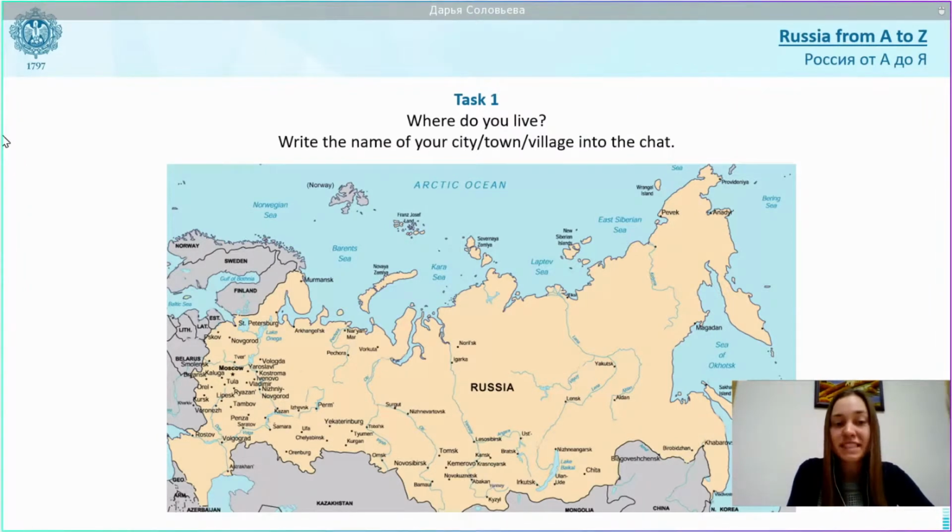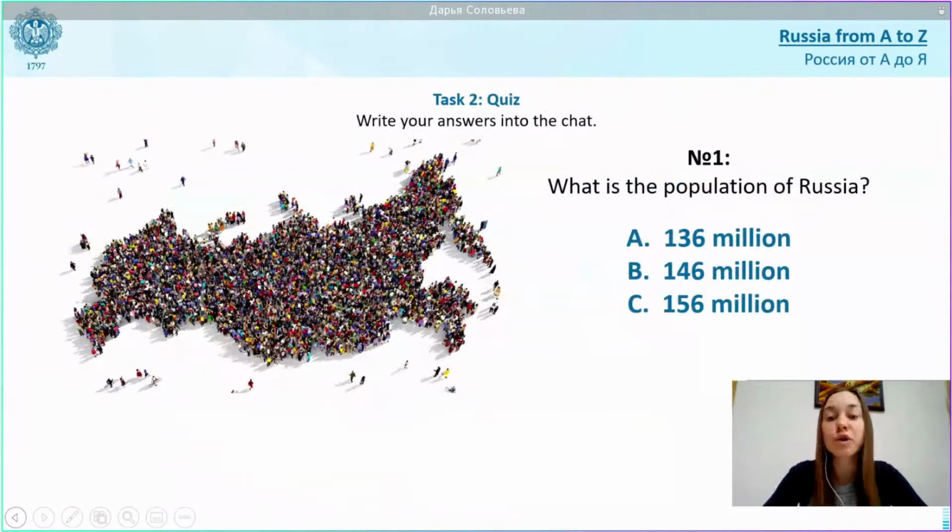I am from St. Petersburg, from here. Maybe there are so many people from other cities, for example, from Moscow, from Pskov. Please let me know. And now, let's start with a small quiz. Please write the answers to this quiz into the chat, and then we'll check it at the end of our class. So, question number 1.